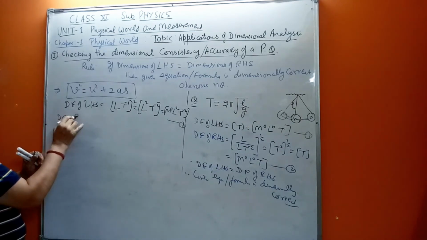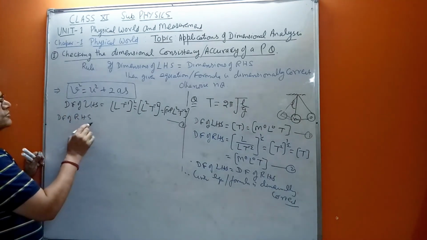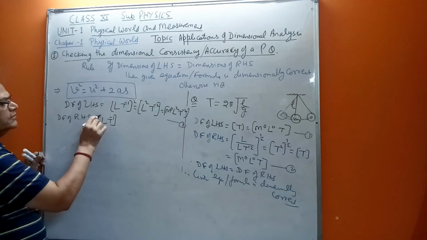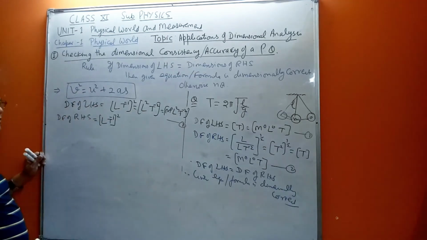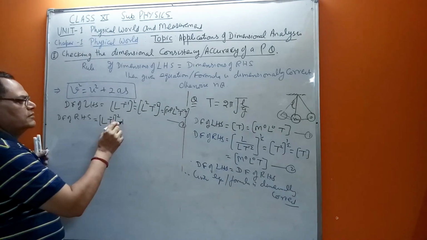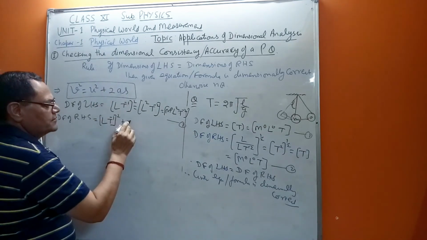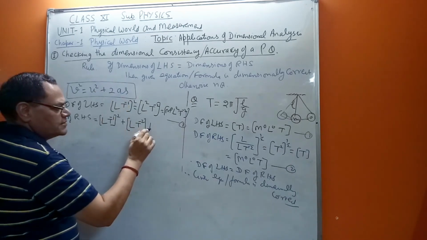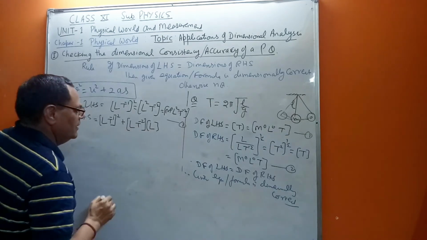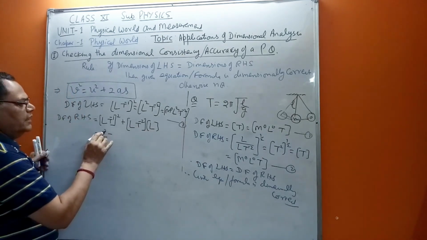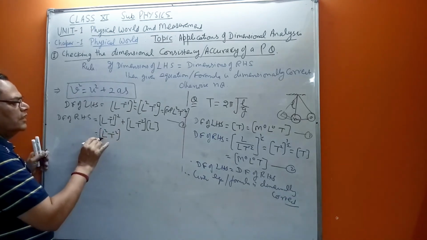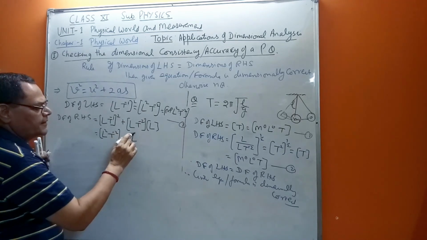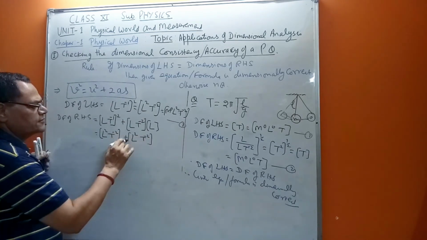Now the dimensional formula of RHS. This is u square, which means L T minus 1 square. Whether it is initial velocity or final velocity will be the same. Plus 2, no dimensions, a, acceleration, that is L T minus 2, and displacement is nothing but length, so that is L. So this becomes L square T minus 2. Clear? Because power is 2 here. Now this L and this L become L square, so plus L square T minus 2.